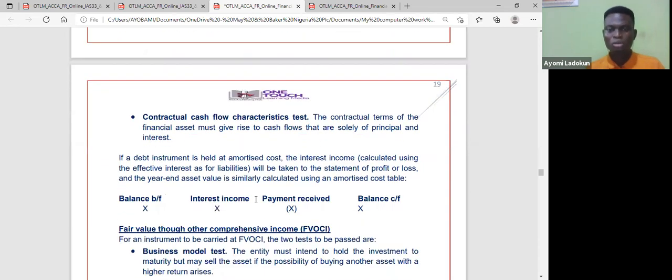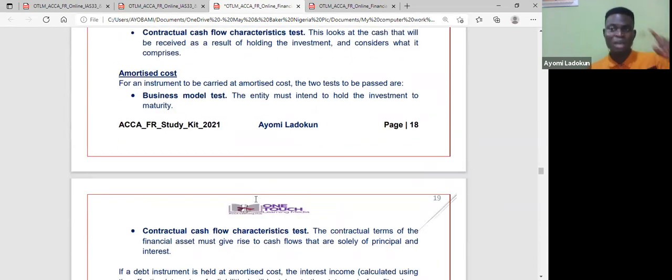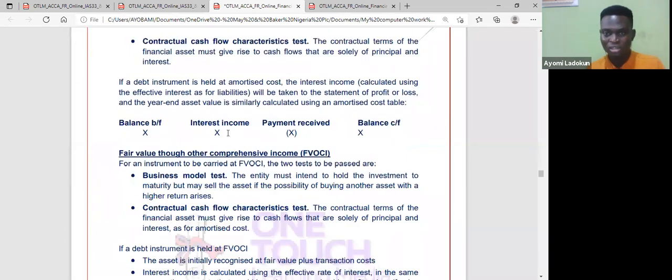Okay, so if I pass those two tests, that means I will hold it to maturity, and the cash flows will be the principal and the interest that I'm going to receive at maturity. Then I can apply amortized cost, okay? And for the interest income, you also use your amortized cost, your effective interest rate. Is that okay? Just like we have been doing.